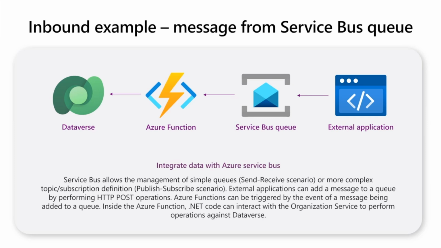Our example will then use an Azure function to be triggered when a new message is added to the queue. The Azure function will process the incoming message and use the .NET SDK to connect to Dataverse and perform the required data operations. Let's have a deeper look at the required components.